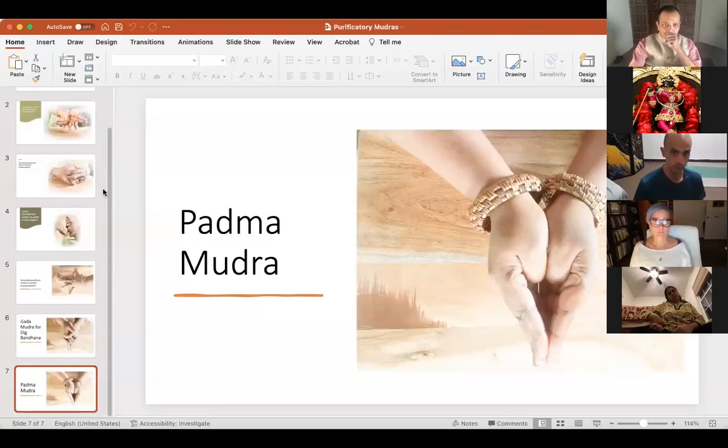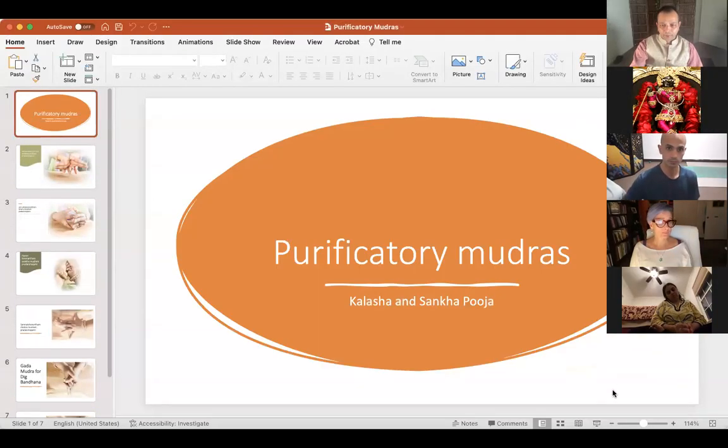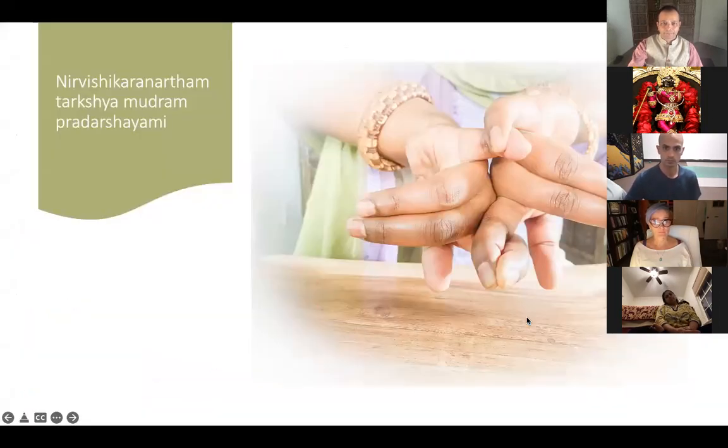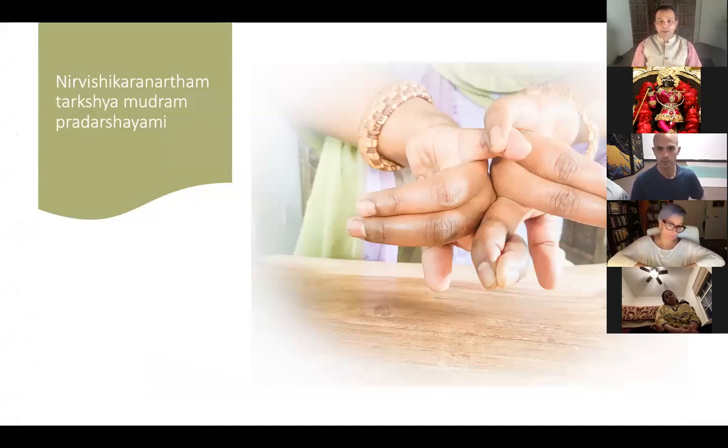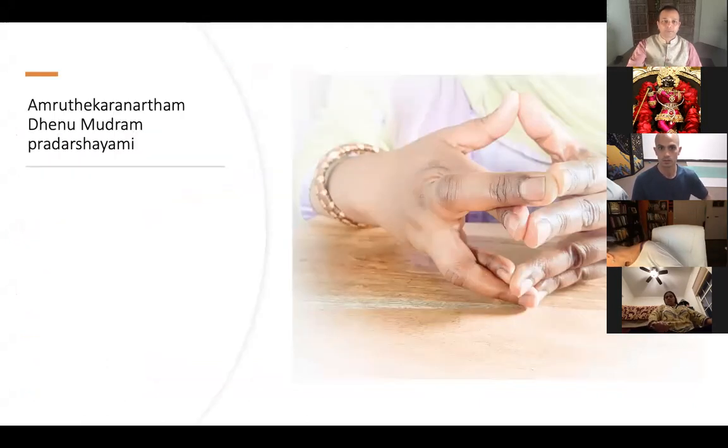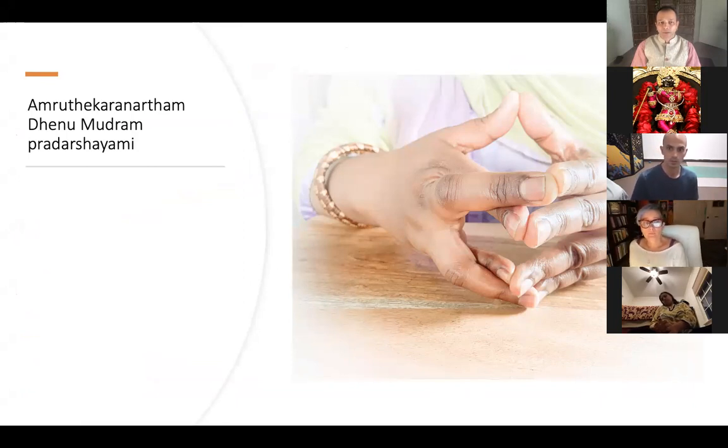So now let me go through it once again. So we did purificatory mudras, and we began with Nirvishikaranartham Tarksha Mudram. So when you purify some articles, you do Tarksha Mudra, Dhenu Mudra, Shanka Chakra, Gada Padma. So Nirvishikaranartham. Then Amruti Karanartham, to increase the quality of that, you do Dhenu Mudra.